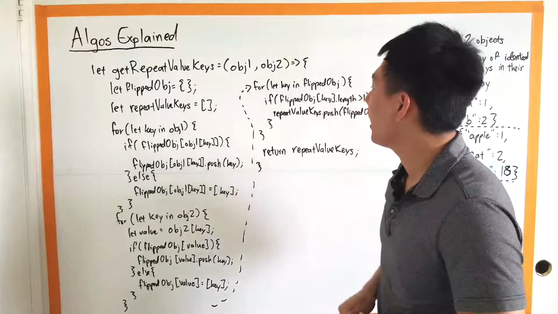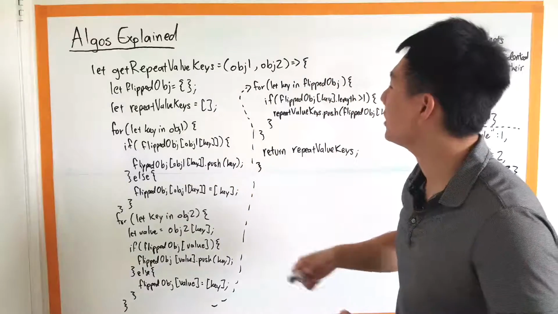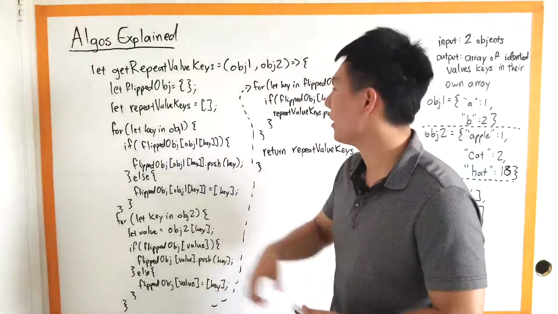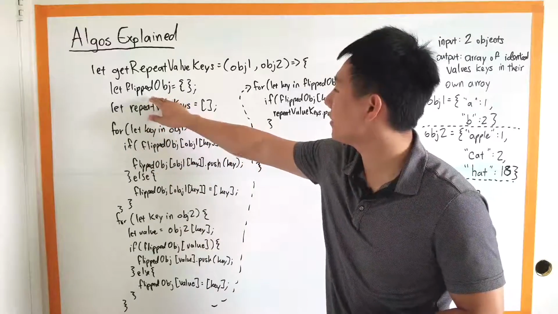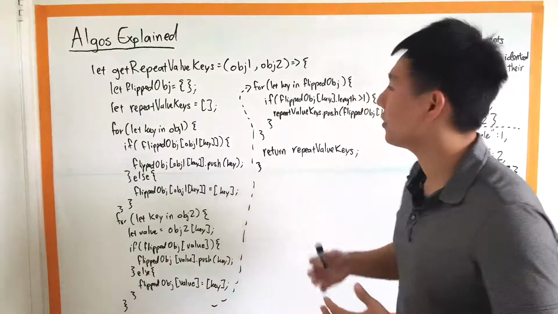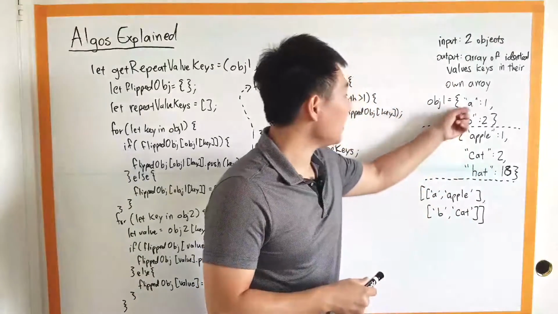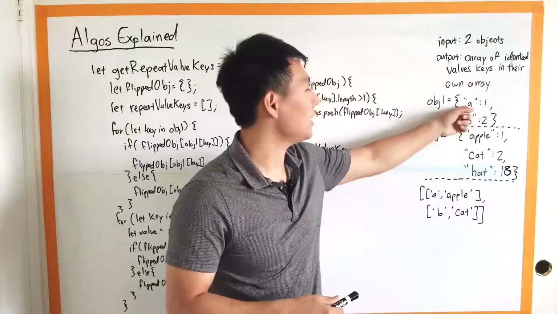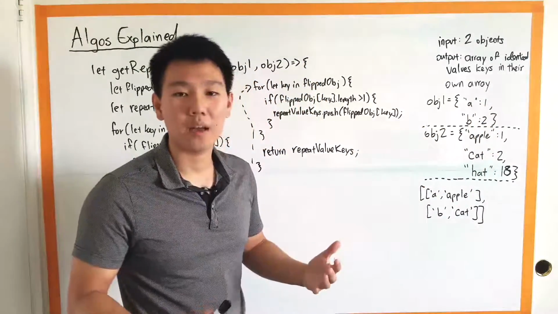And the idea behind this solution is we are going to just go ahead and flip it. As you can tell by this name here, flippedObject, we're going to take advantage of the fact that the key has to be unique. The value doesn't have to be unique, but the key does. And so why does that matter?